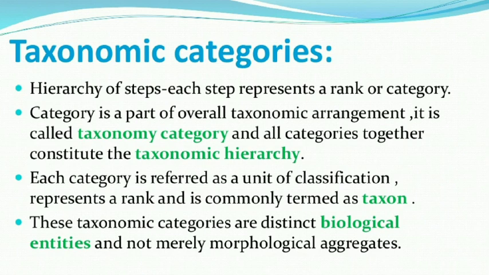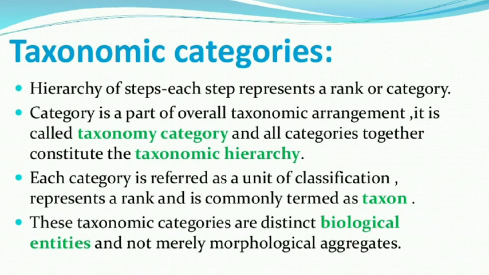Rank means at what level the category is, at what level the taxa is, and the category is a part of the overall taxonomic arrangement. It is called a taxonomic category, and all categories together constitute a taxonomic hierarchy. We have 7 obligate categories. All these categories together make a taxonomic hierarchy, beginning from kingdom till reaching the species. They all make a taxonomic hierarchy.